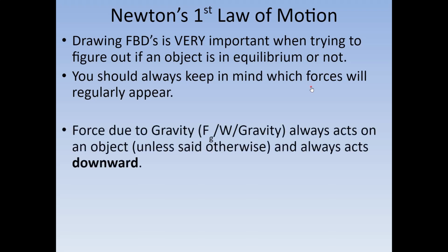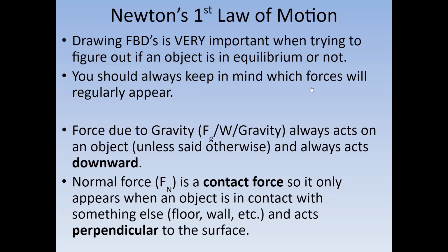And like I said, you should always keep in mind what forces are always there. For example, the force due to gravity, or the weight of the object, is pretty much always acting on the object. There's very few cases where it's not acting on an object. And it's always, at least when you're on Earth, acting downward. And then you typically have a contact force like a normal force. Again, this one isn't always there, but it's very commonly there. As long as you're touching a surface like the floor or the wall or anything like that, there's going to be a normal force. So knowing that these two forces are very commonly in most problems is very important.